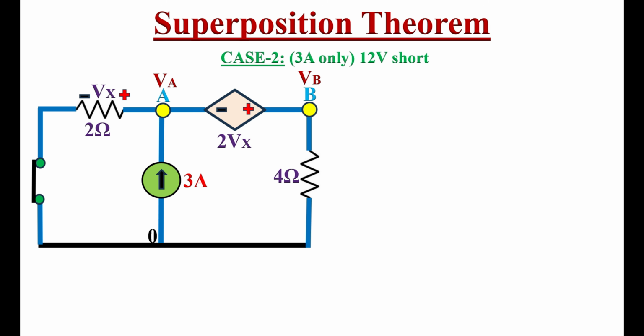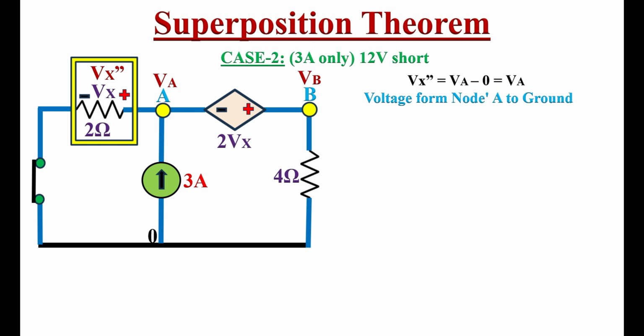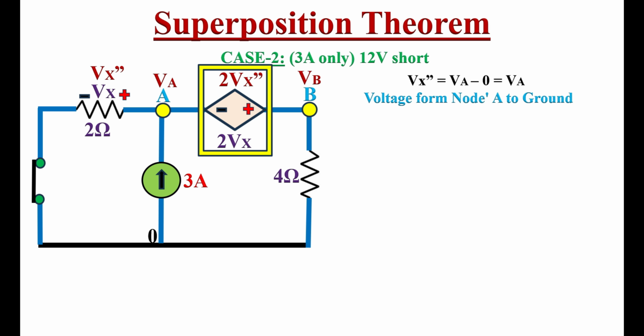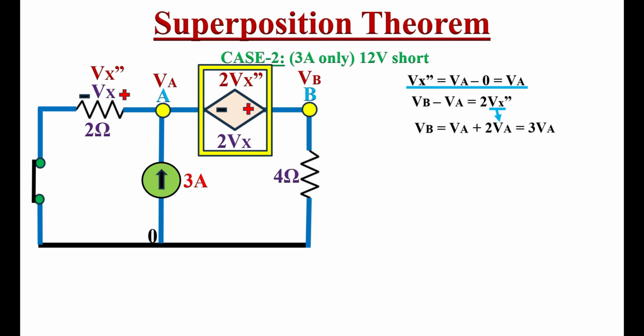Here, because of this 3 ampere current source, let's assume that the voltage drop across this 2 ohm resistor is Vx double dash. This Vx double dash is simply the voltage at node A relative to ground. Here, the dependent source voltage becomes 2Vx double dash. This dependent source is connected between node A and B. So, we can write Vb minus Va equals 2Vx double dash. Since Vx double dash equals Va, we simplify: Vb equals Va plus 2Va, that equals 3Va. So we find that Vb equals 3Va.